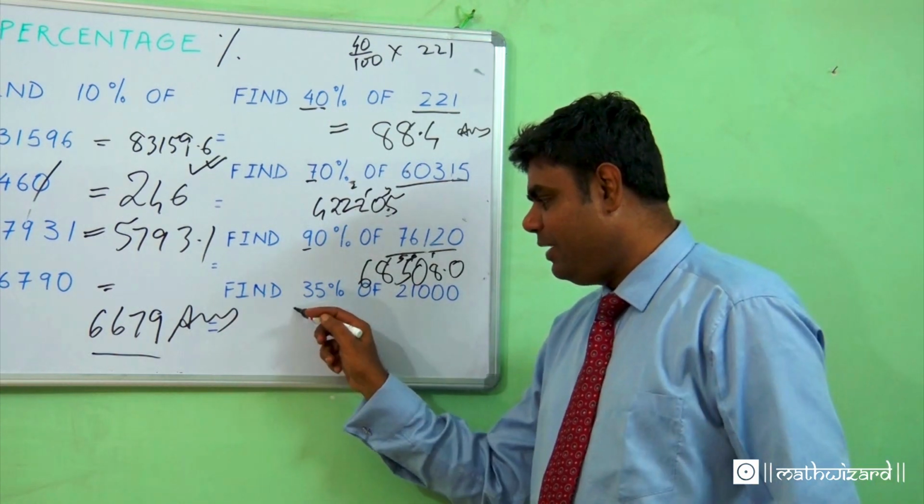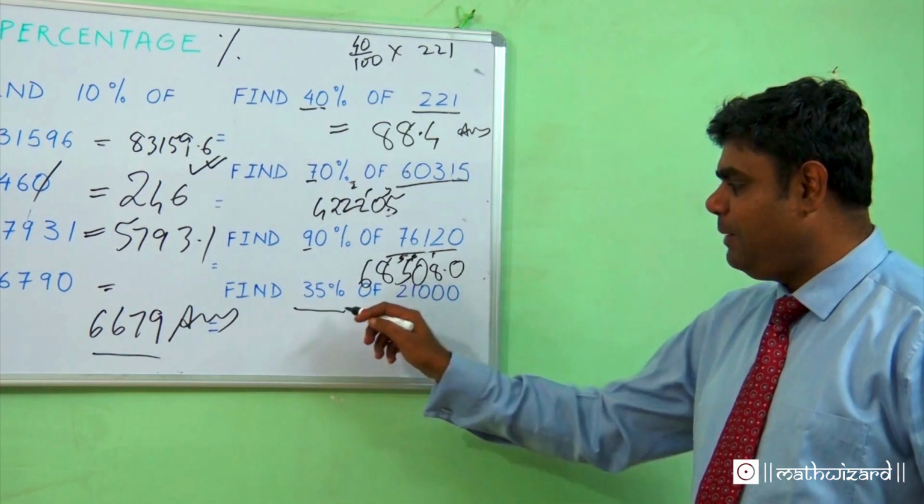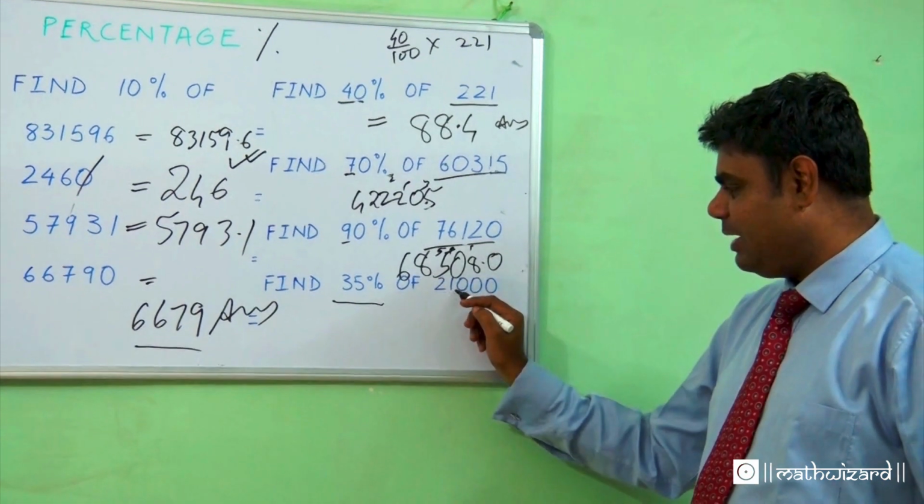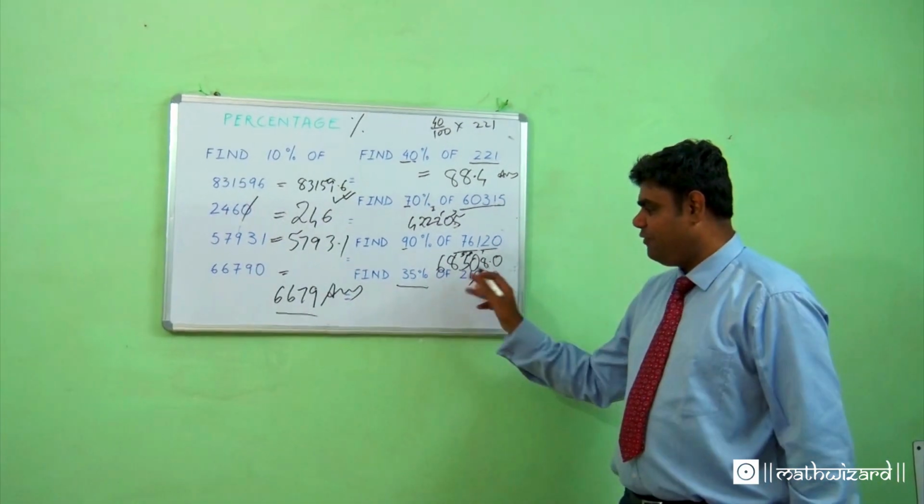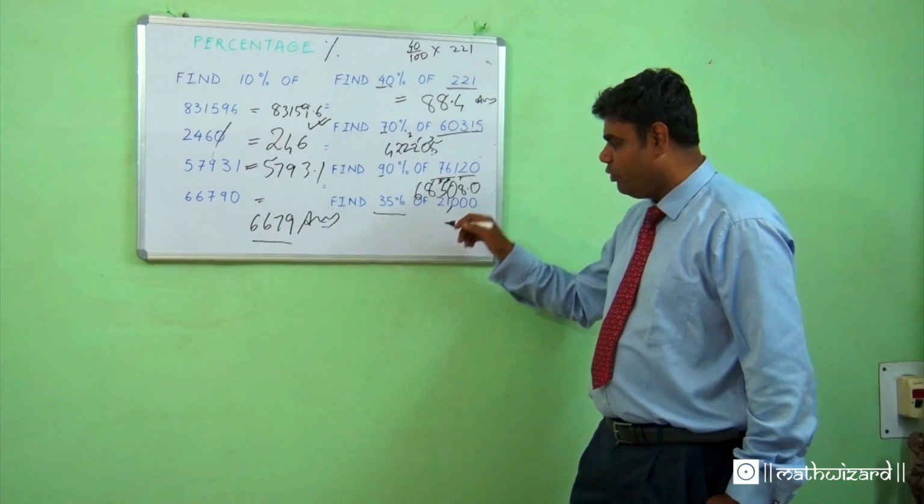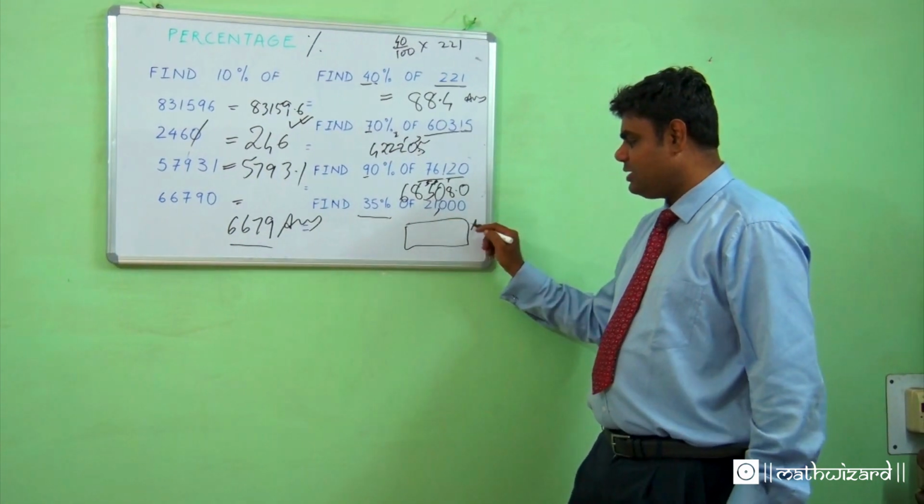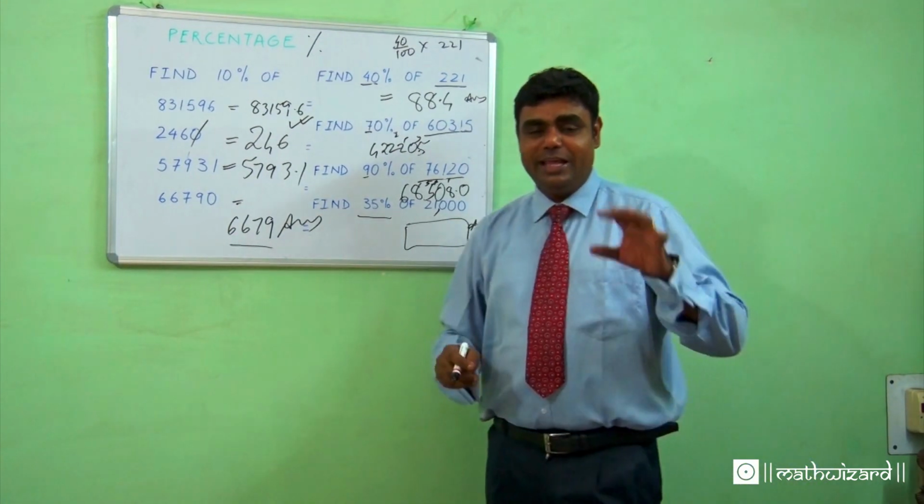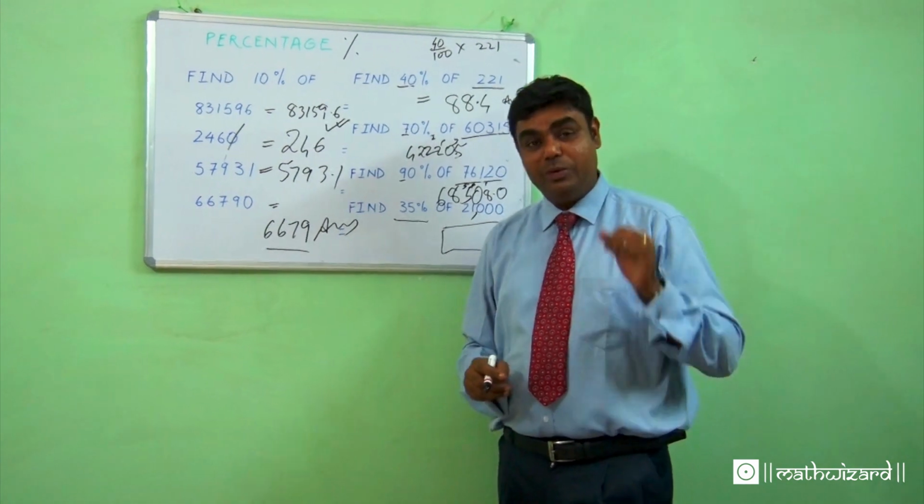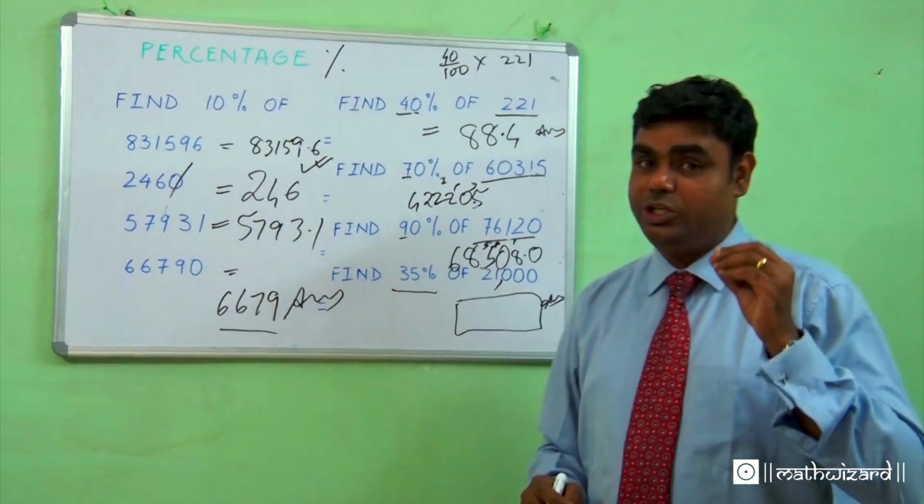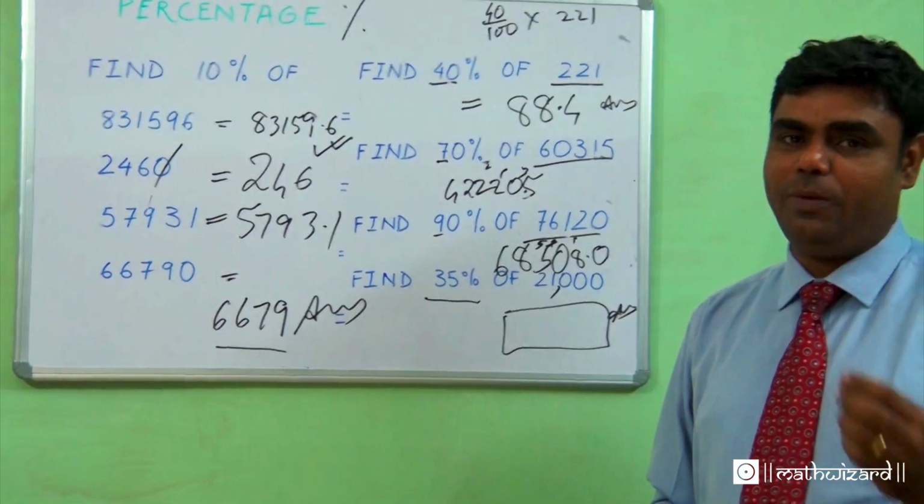How to do any number ending in a 5? Simply multiply this number into this. 35 into 21 and remove 2 zeros. Whatever comes is my answer. There are few ready reckoners in the world. We all know, but many of us don't utilize it. Use it to your benefit.